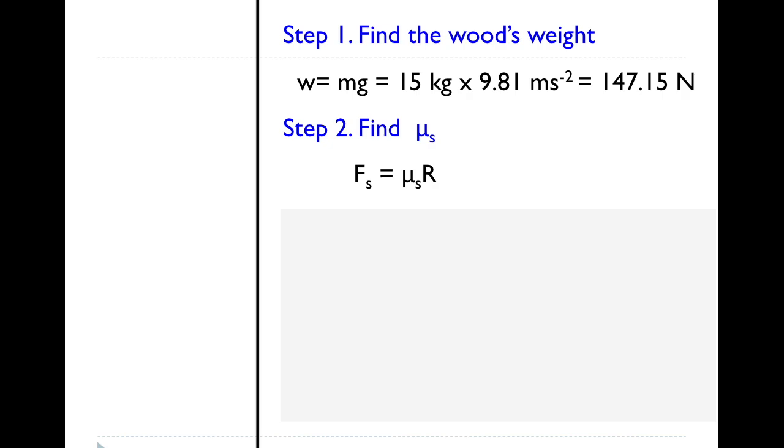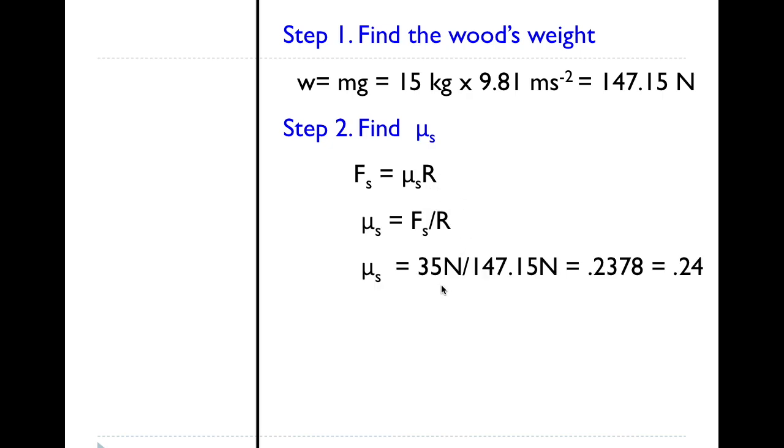Step 2 is to go ahead and find the coefficient of static friction, and this is the equation here with R being the normal force. When you plug everything in, you should get an answer of 0.24 with no units of measurement.